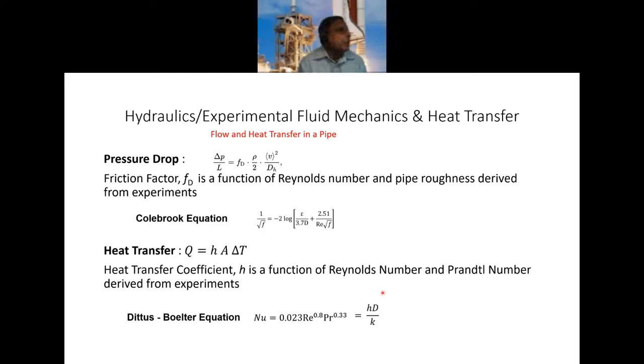So that was the Colebrook equation. And similarly, the heat transfer from wall to fluid can be expressed very simply as a product of heat transfer coefficient, area, and the delta T. And the heat transfer coefficient is a function of Reynolds number and the Prandtl number. So these empirical correlations were the basis of the design for hundreds of years, and it is still being used like that.